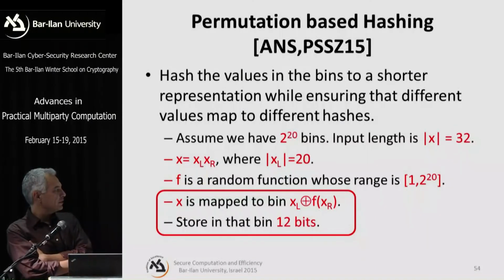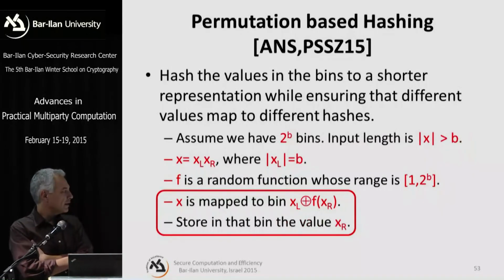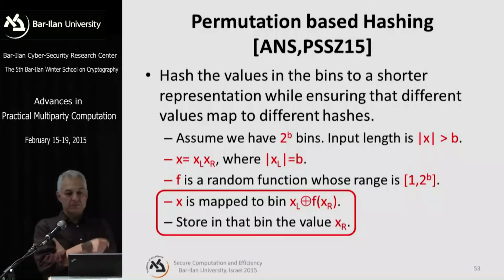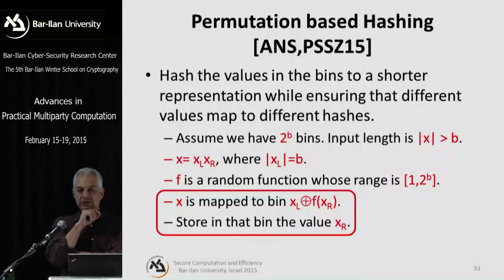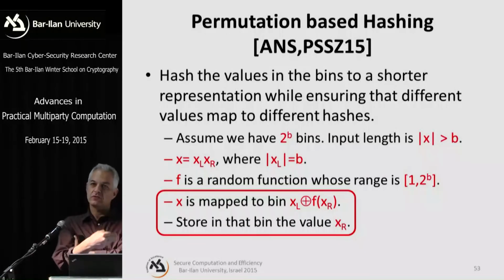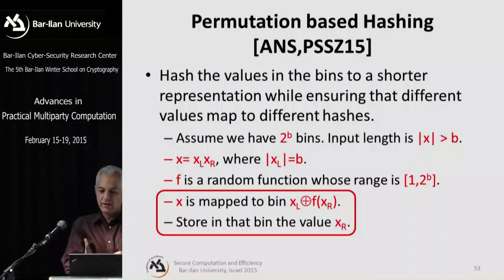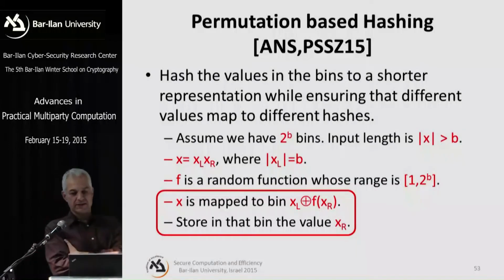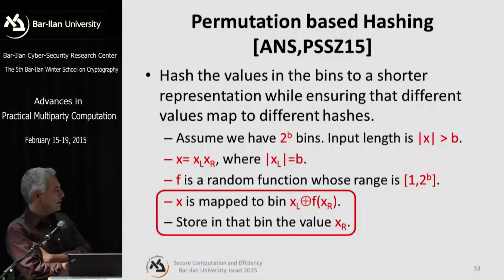And the left part is going to be 20 bits long, exactly log of the number of bins. So essentially, the left part is an index which decides on the identity of a bin. Then f should be some random function whose range is also the domain of bins, from 1 to 1,000,000, from 1 to 2 to the power of b. And then item x is mapped to the bin xl, the left part of x, XOR f of xr, and we store in that bin the value of xr.